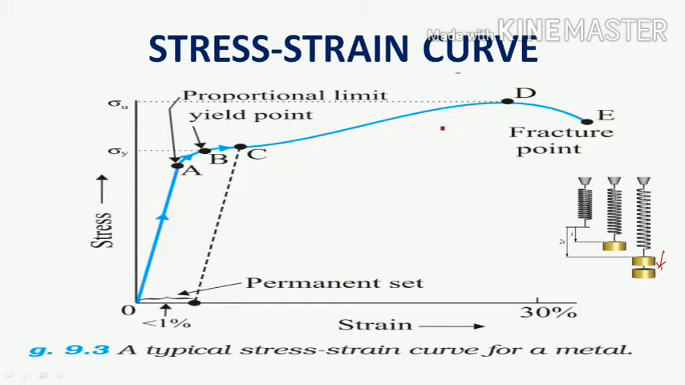Now we will see the various points in this. The first point is from 0 to A. Between 0 and A, the stress and strain relation is linear. Stress and strain are proportional to each other. If you increase stress, we can notice a corresponding increase in strain. So up to point A, stress and strain are proportional to each other. This is the linear curve.